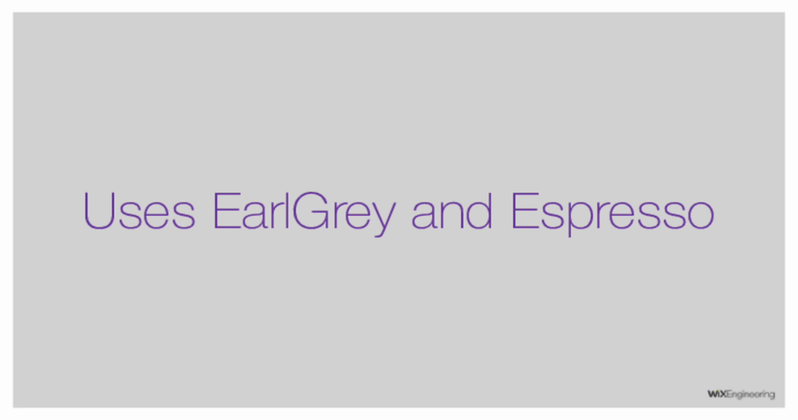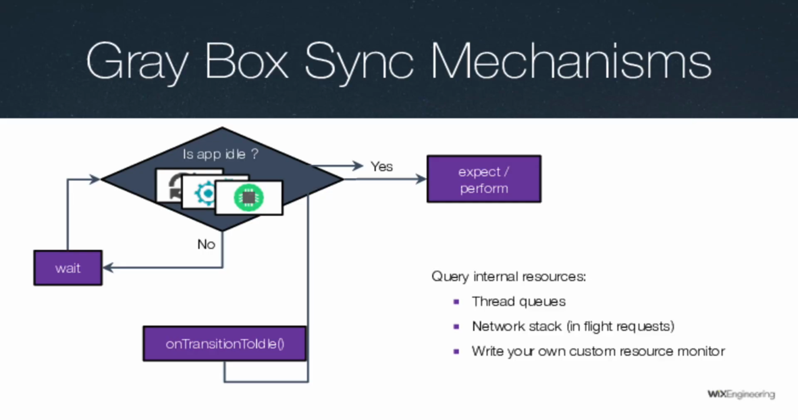So the leading native Graybox drivers are developed by Google, Earl Grey for iOS, and Espresso for Android. These frameworks can synchronize with the application, making sure we interact only when the application is idle. The underlying synchronization mechanism in these Graybox frameworks works the following way. So instead of retrying an action and assertion like we do in black box on the UI itself, they will query internal resources every few milliseconds or have callbacks that say that things have ended.